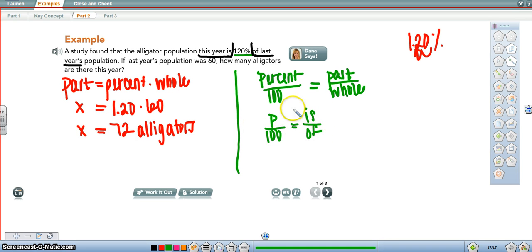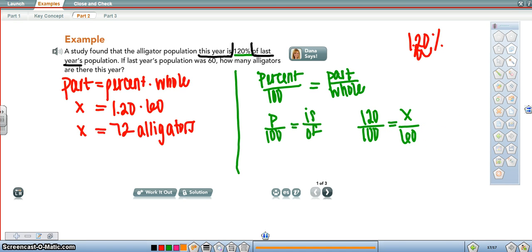This is just the way I've seen a lot of teachers and students write the percent proportion. So our percent, we know, is 120. We actually just leave it as 120 because we're writing it over 100. So we're writing it in fraction form whenever we do the percent proportion. The part is unknown and the whole was 60. You can use this proportion to help you answer the question as well.